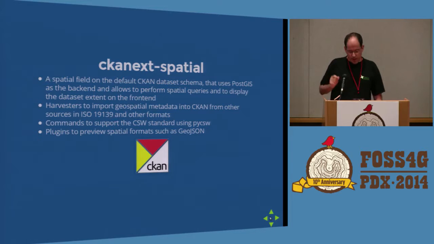So the spatial extension specifically adds one spatial column to the Postgres schema of CKAN, and it uses that to perform queries and display the results to the front end. For this project, for Data.gov, we tried to use only ISO XML metadata. So when we harvested from various other catalogs, we were doing transformations to ISO in order to have a unified XML representation of all the metadata.